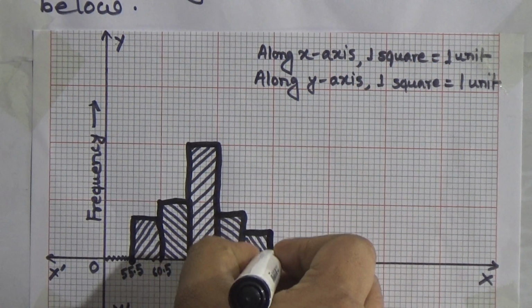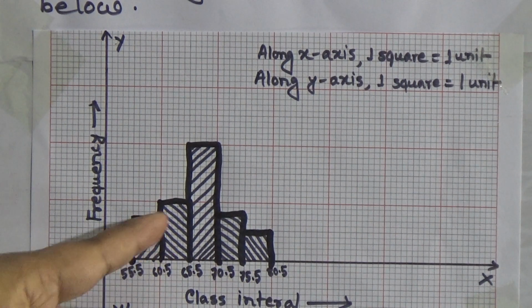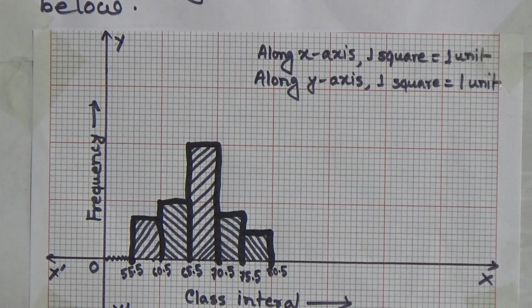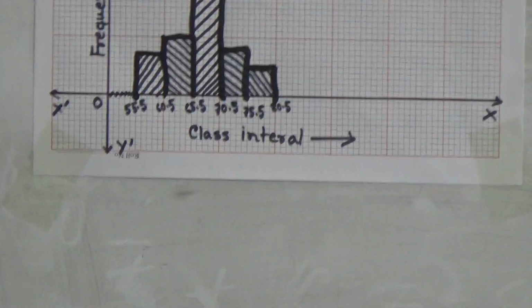My dear student, now please notice I draw here a design. This design is separated from the whole graph, and this is the histogram of the given data. Okay, my dear student, I hope you have understood my today's lecture.